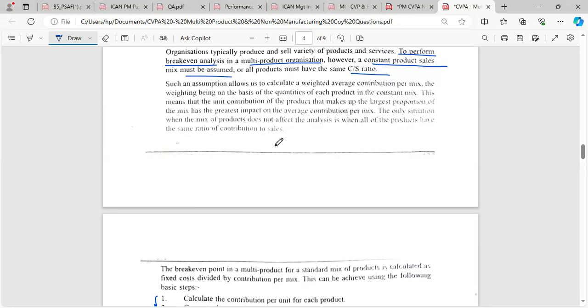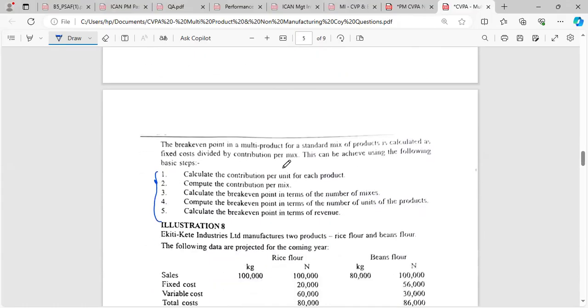So under CVPA, if you have a list of products, we're going to calculate the contribution for each of those products. But since we are calculating the CVPA for all products at once, we are going to look for the weighted average of all the contributions for the products in the product line. So these are basically what you should understand. Then these are the steps involved. Calculate the contribution per unit of each product, which I just said. Then compute the contribution per mix.